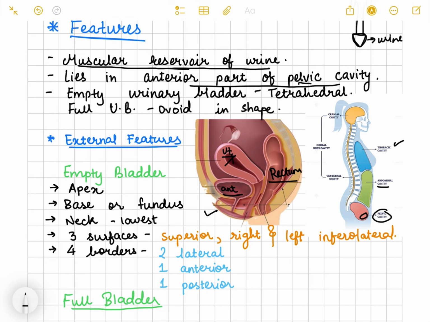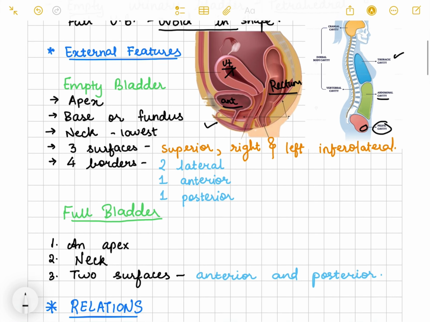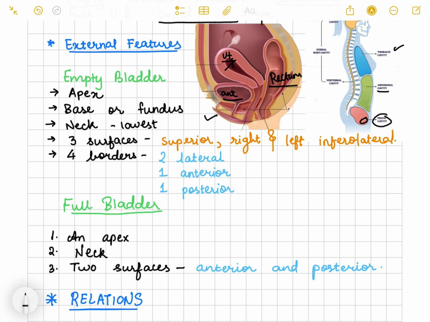The shape of the urinary bladder: when it is empty it is tetrahedral in shape, and when it is full it is ovoid in shape. We will study this in the external features. Firstly, the surfaces and borders. So urinary bladder has three surfaces, that is superior, right and left inferolateral.